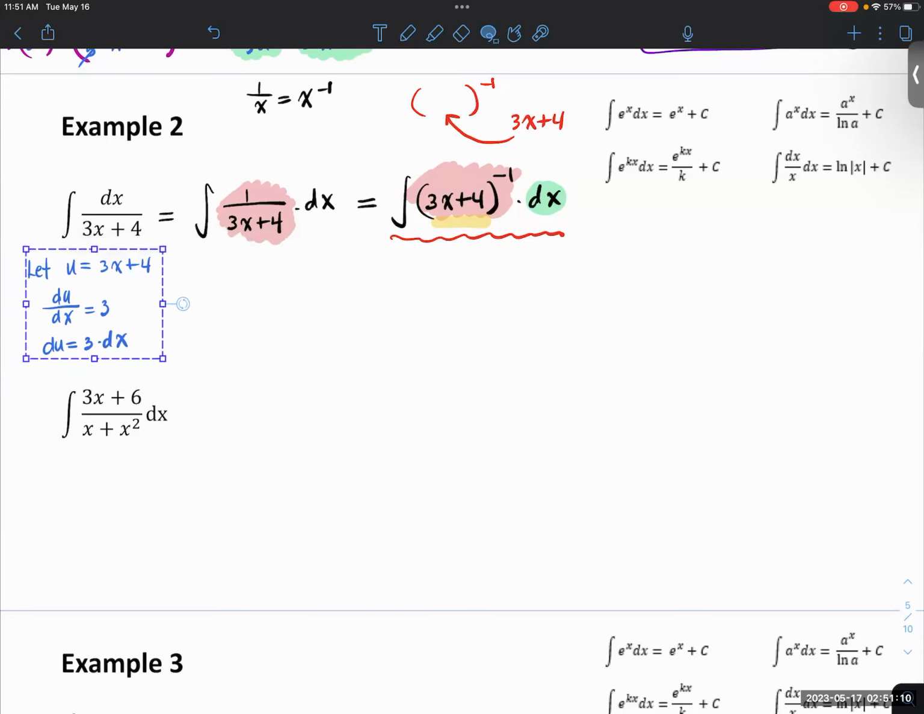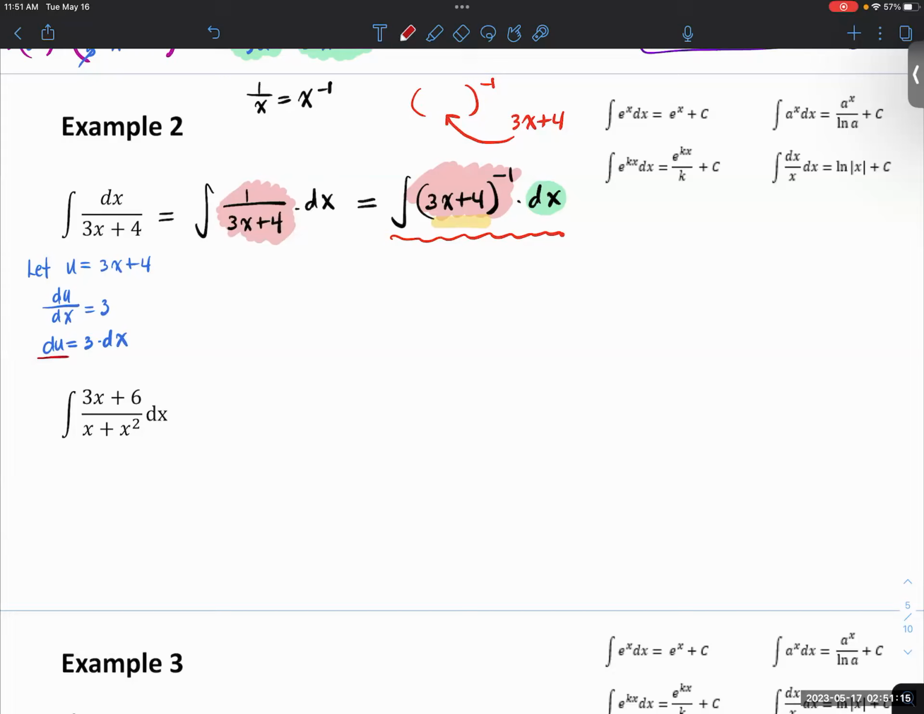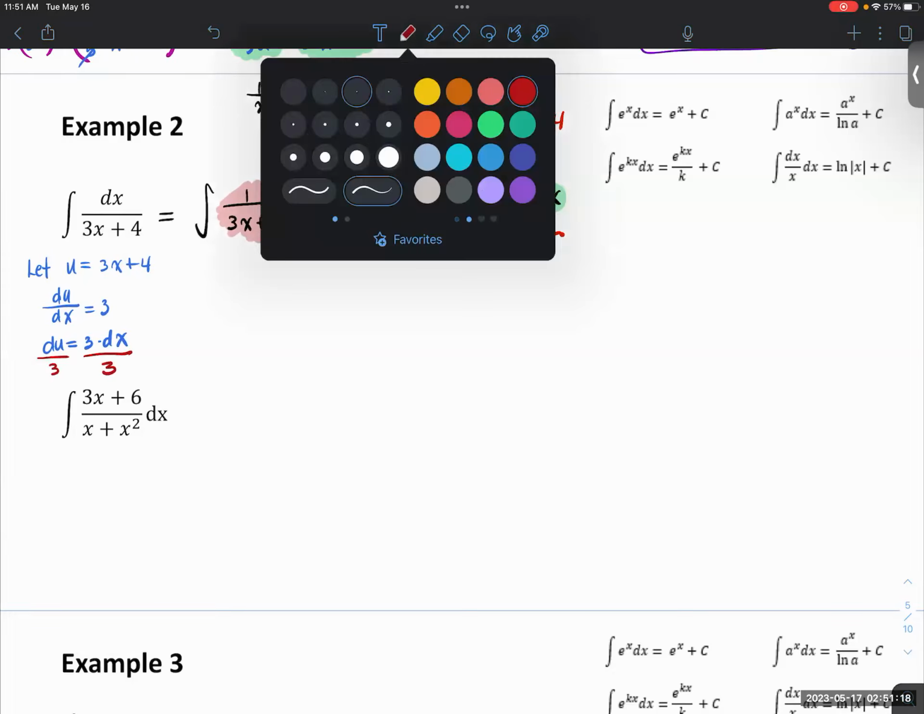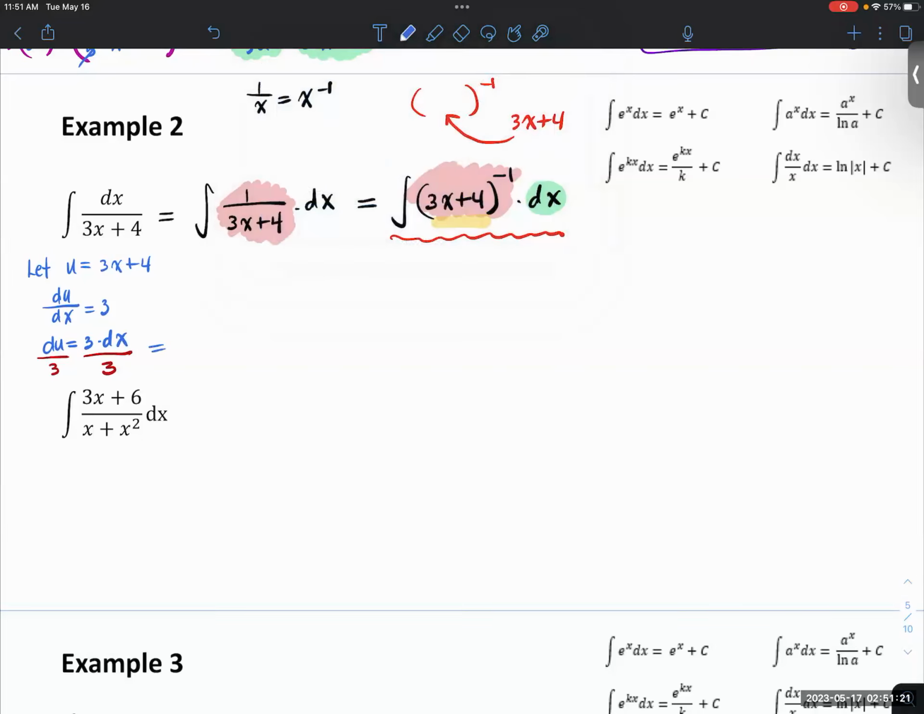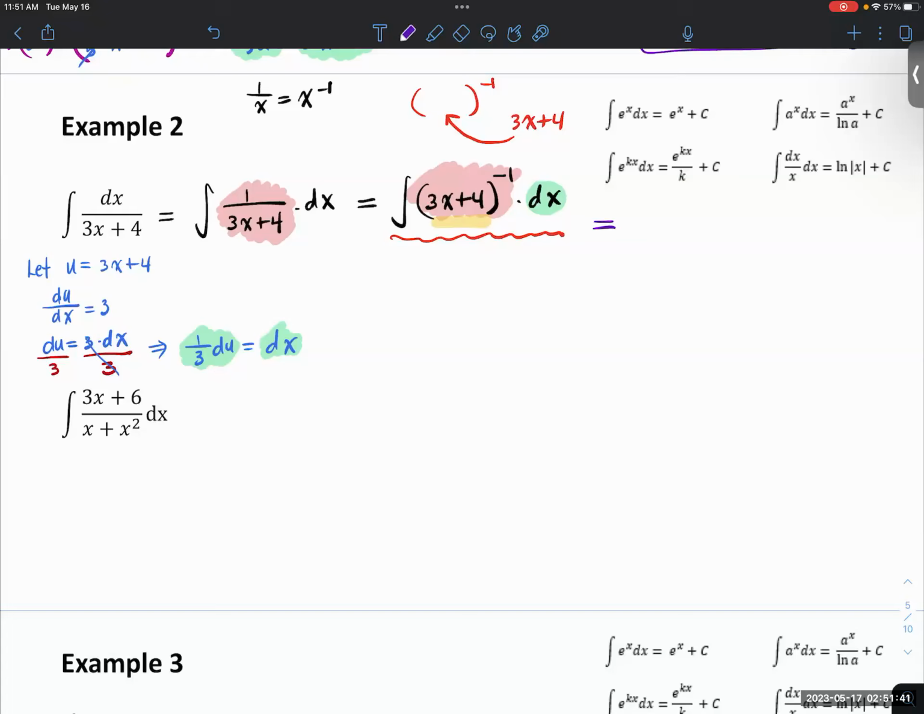So far, so good. So then what happened? To find out what dx is, I'm going to divide both sides by 3. So it is going to be du over 3. In other words, that is 1/3 du equal to dx. I got you. So dx is 1 over 3 du. Beautiful. So now you know what to do. So that is now the integral of u to the negative 1, with dx being 1 over 3 du. I'm going to bring the 1 over 3 to the front.